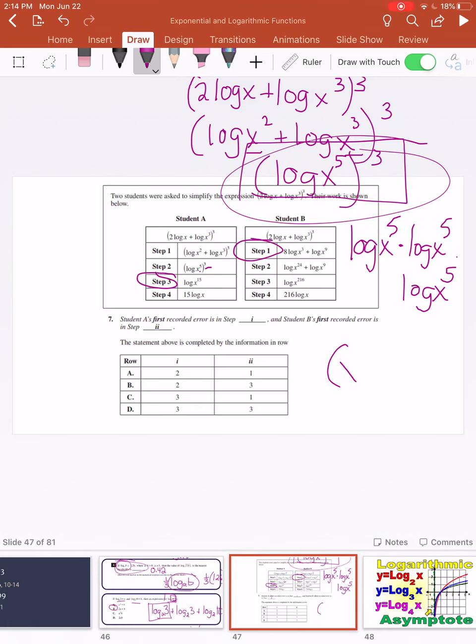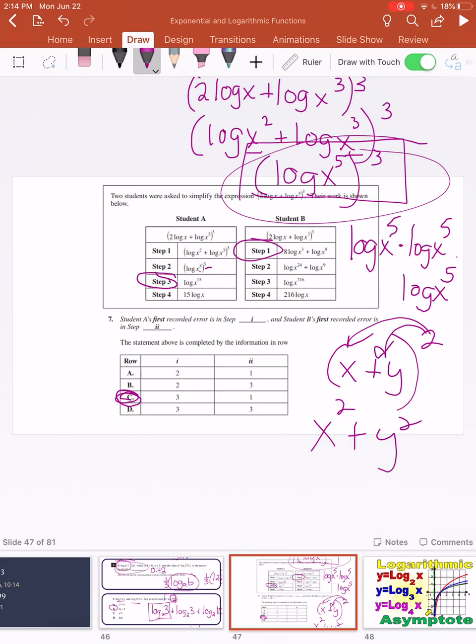You may have known, right, when you did Math 20-1, sometimes I had students do this. This is not the same thing, right? Same with logarithms. You can't just apply the 2 to both terms. You actually have to distribute both of those binomials together. You can't just put a 2 in for each term. Okay, so then that means my answer would be C.